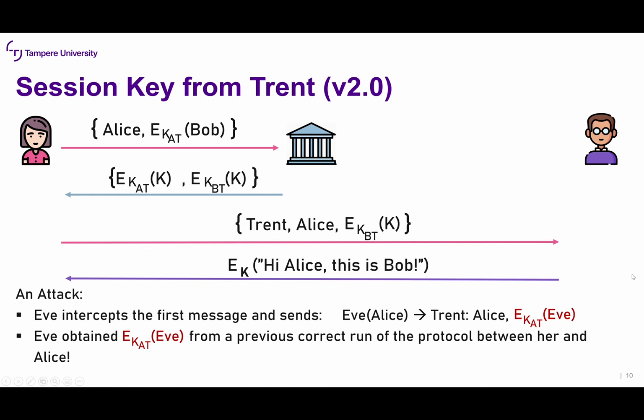I mean, she doesn't. We already said that the long-term keys like KAT cannot be compromised, right? So Eve does not know KAT, which means that she cannot encrypt her identity with KAT. Good. So Eve obtained this part from a previous correct run of the protocol between her and Alice.